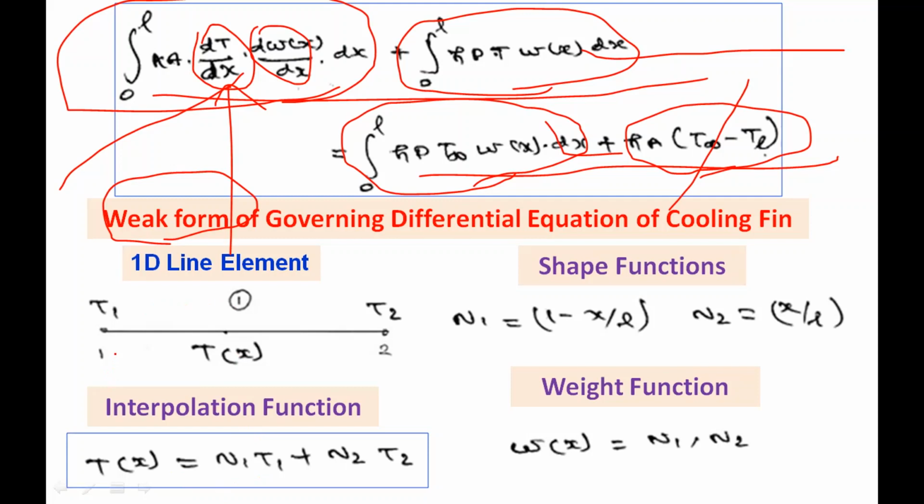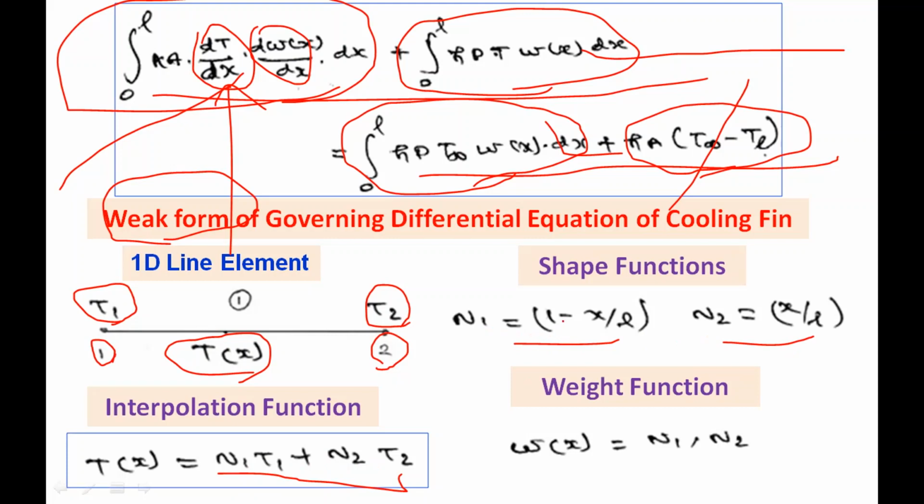So if you take this one dimensional line element with the two end nodes 1 and 2, here the nodal parameters are temperature, so T1 and T2 we are assuming. What will be the interpolation function inside the element? If you want to find the temperature T(x), it will be in terms of N1 and N2, that is N1 T1 plus N2 T2, where these N1 and N2 are shape functions which are already derived. So N1 in terms of local coordinate system is 1 minus x by L, N2 is x by L. Then we are going to consider this N1 and N2 as the weight function which is going to be used here in the weak form.